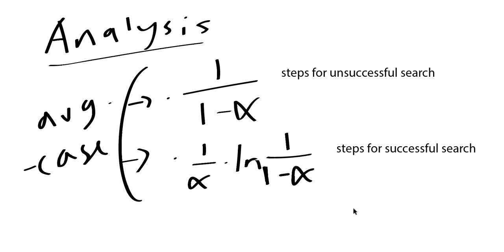So how did we get this? Well, I can post the link to the appendix that shows the derivation, but just for the sake of time, we won't go into how these are found, but this is the analysis for open addressing. We have the case where we have a successful search, and we have this many steps, and for unsuccessful searches we have this many steps on average.